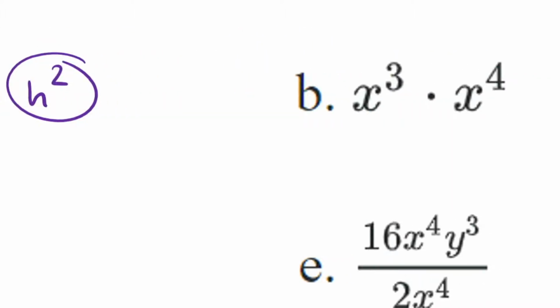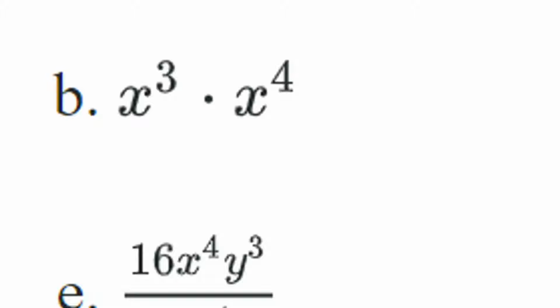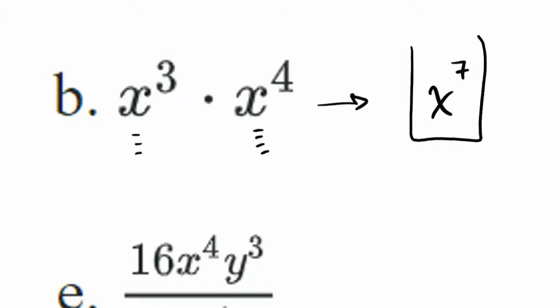Let's take a look at B. In B, I have 3 factors of x times 4 more factors of x. So when I do that, I know just by definition of exponents, because there are 3 factors here and 4 factors here, together we have exactly 7 factors of x. So this is x raised to the 7th power, right? And that's using the definition of exponents.